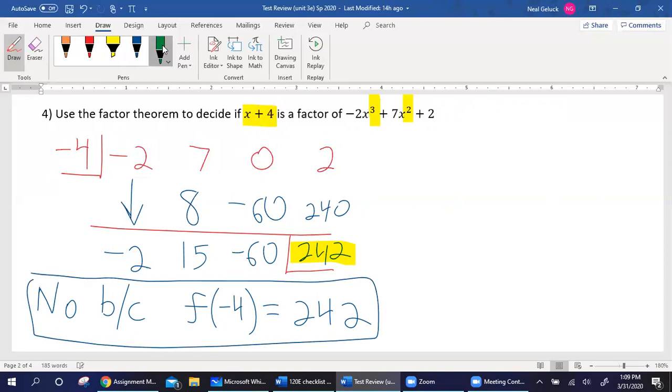I'm not going to go through the process, but again, another option is to take that -4 and plug it in for x. So again, like I did on the previous problem, I could have plugged in -4, and I would have seen that I did not get 0, I get 242.